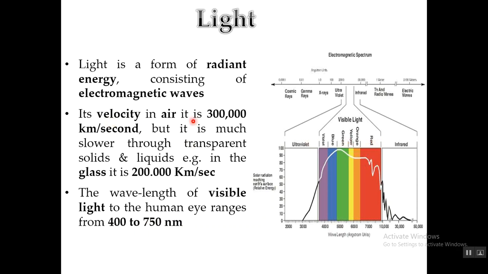The velocity of light in the air is about 300,000 kilometers per second, or we can say 300 million meters per second. But it is much slower in other transparent media, like liquids and glass, about 200,000 kilometers per second or 200 million meters per second. This is the speed of light in air and other media.